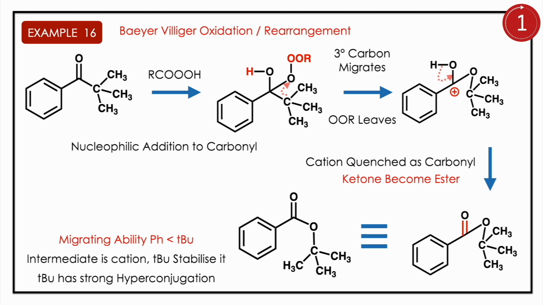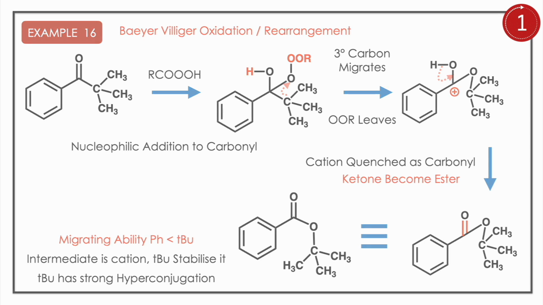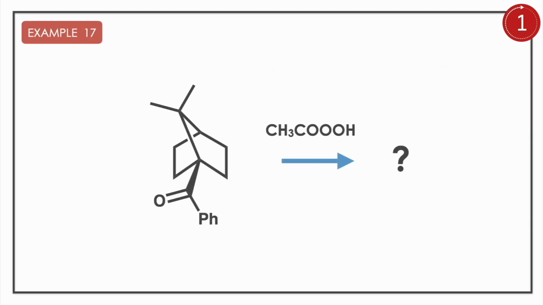ROO eliminates. Cation formed near the alcohol. The cation is quenched to carbonyl by hydrogen elimination. So you start with ketone, end up with ester. Ester on the tertiary butyl side. The concept you outline here is tertiary butyl has higher migrating ability than phenyl group.